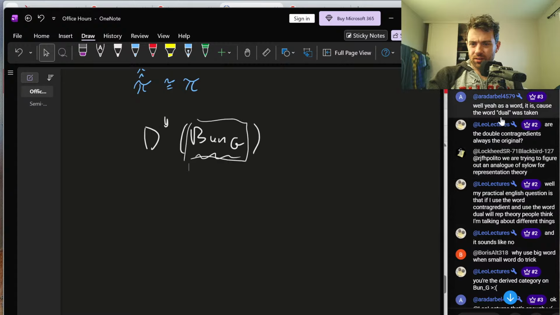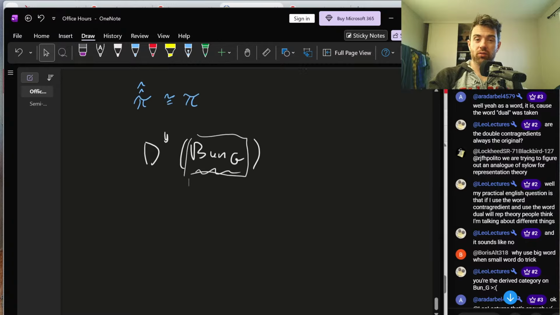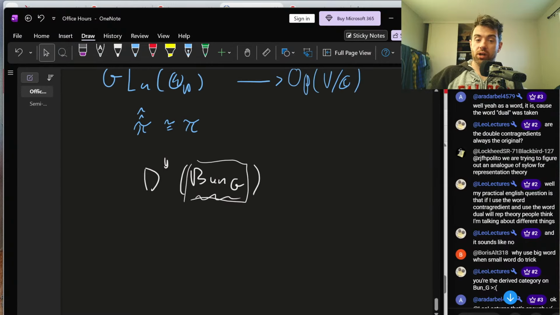Are double contragradients always the original? They should be, yes. If we're talking about representations of p-adic groups, and if we're assuming our representations are admissible, but smooth and irreducible always implies admissible.